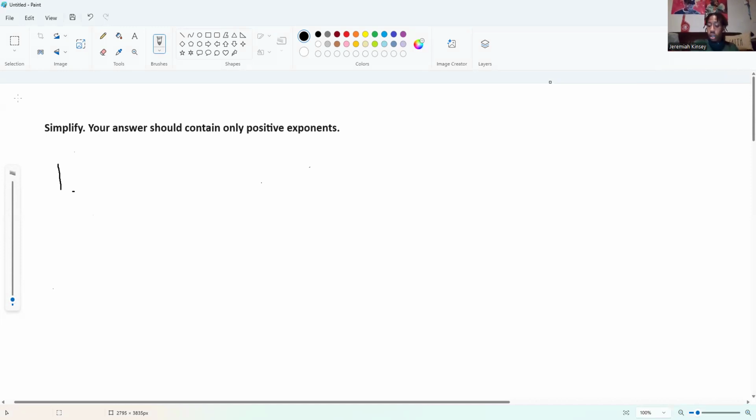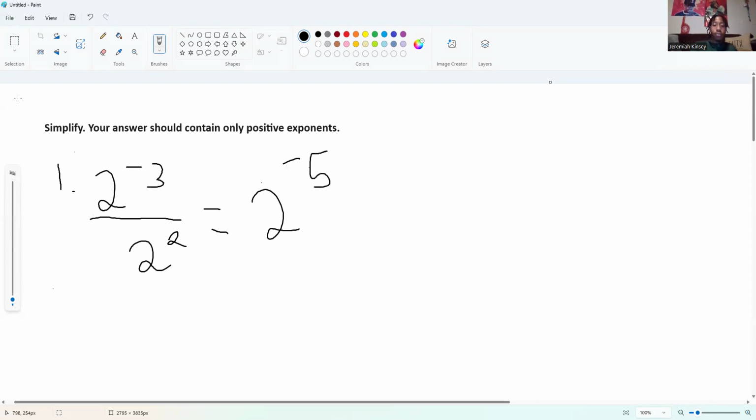The first problem will be 2 to the negative 3 all over 2 squared. When you have two exponents with the same base, and this is division, with division we subtract the exponents. So we bring over our equal sign, keep that same base, and do negative 3 minus 2. Negative 5, right?